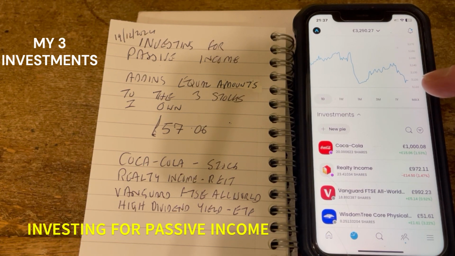So Coca-Cola is a basic stock where you own shares in a company. As you can see, I invested equal amounts at the time, but the actual total value of my investments vary. Coca-Cola is up £14, Realty Income is down £14, and Vanguard FTSE All World High Dividend Yield ETF is up £5.